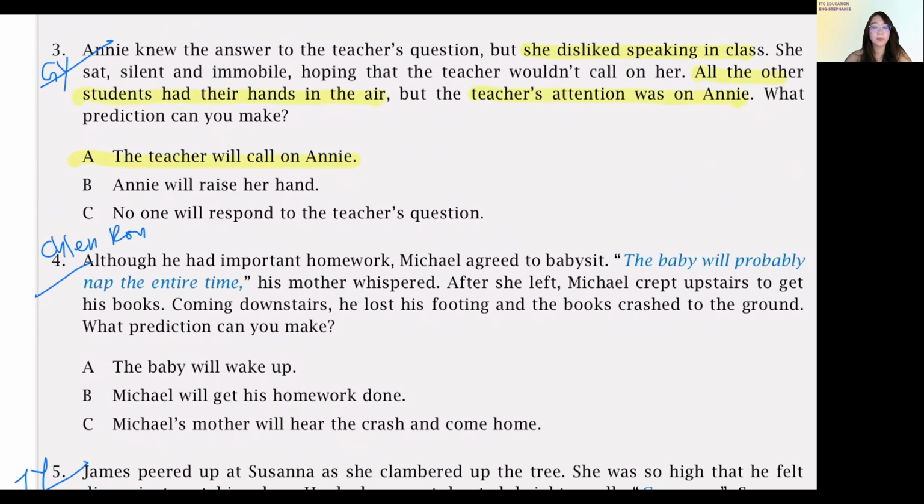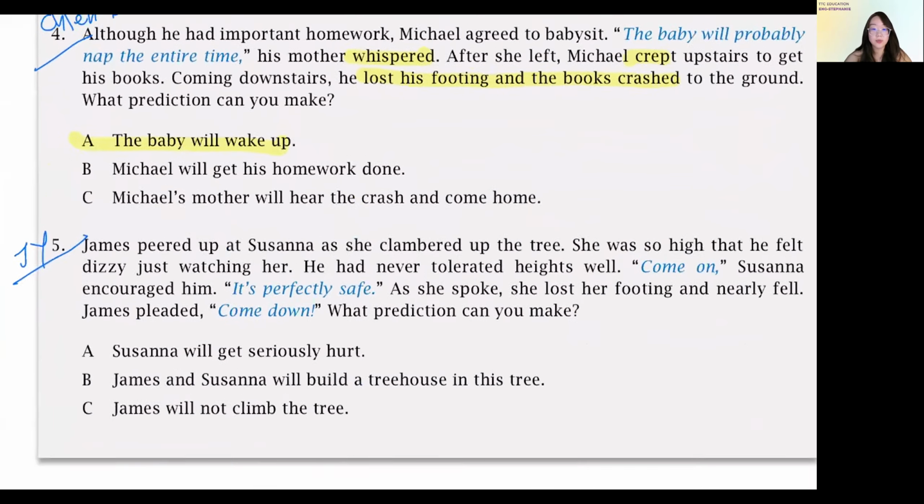Next one, Chenro, what's your answer for your question number 4? Do not give me the alphabet, but please read out your answer. The baby will wake up. Yes, the baby will wake up. Very good. Why? Everyone is trying to be as low voice as possible, whispered, crept upstairs, but suddenly he lost his footing, the book crashed, making a very loud noise, then the baby woke up. Very good. And the very last one, Jingyi.